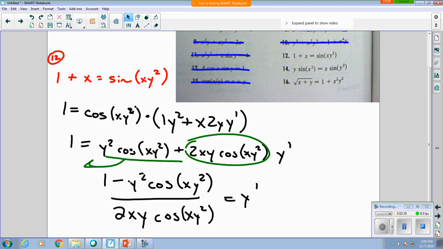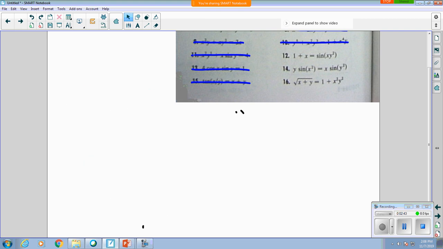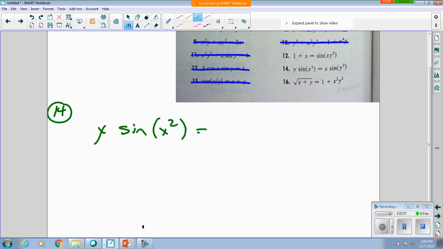If we erase this, you can try it. It has an argument going on, and it has product rules on both sides. So number 14 is y times sine of x squared equals x times sine of y squared. And obviously it's a product rule on the right, a product rule on the left, and each of the trigs has a chain rule inside.